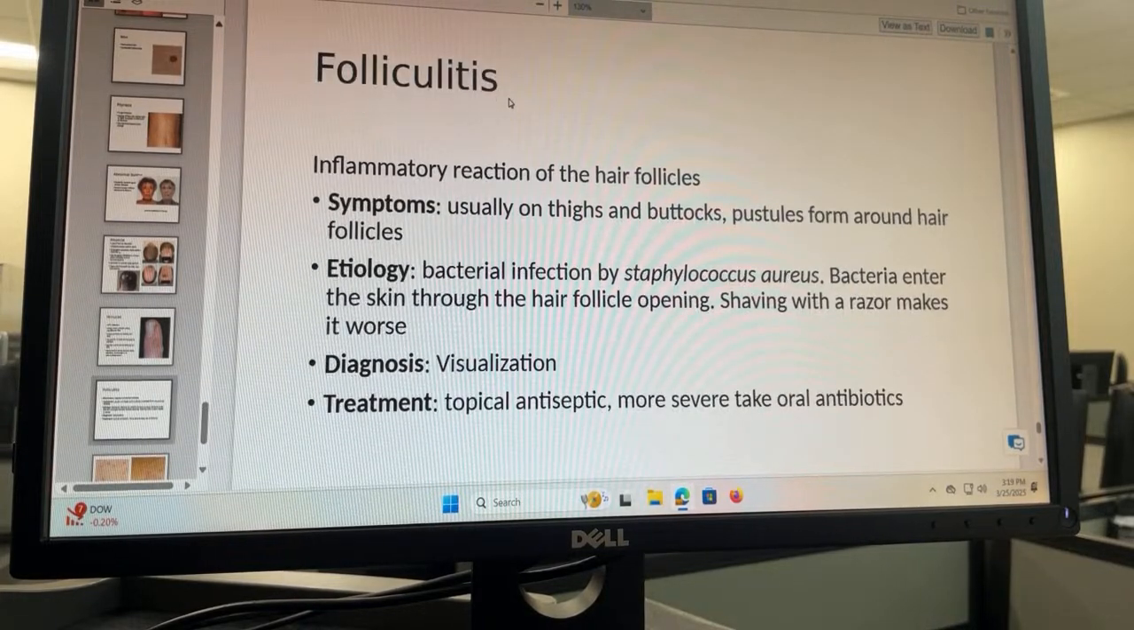All right, folliculitis. Folliculitis is an inflammation of the hair follicle. So usually these are going to be on the thighs and the buttocks. I think this is generally because people tend to sit, right? And the pressure and the irritation constantly rubbing on them causes that. And people have hair on their legs and hair in the pubic area, so it's a common area that there is hair. The pustules form around the hair follicles and then they get inflamed.